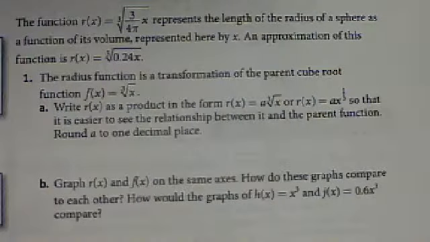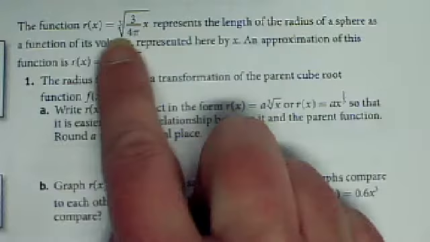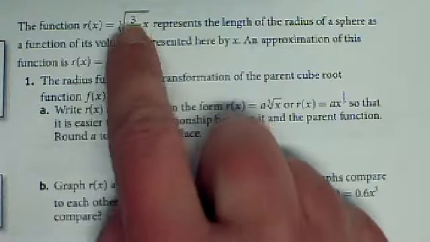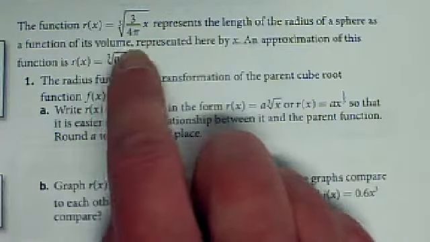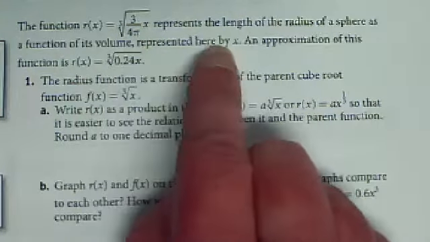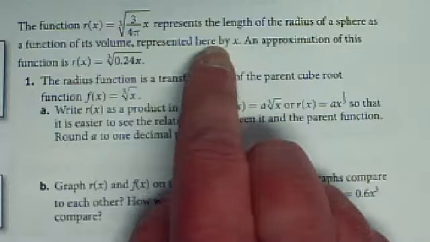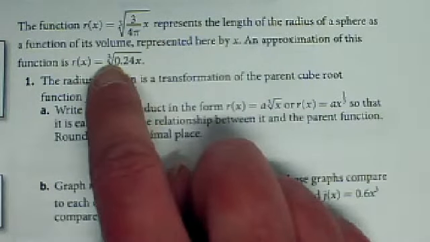In this lesson, we're going to be looking at transformations of cube root functions and solving cube root functions. So we're starting with a function, r of x, which is the cube root of 3 over 4 pi x. And this is representing the length of the radius of a sphere as a function of its volume. And the volume is being represented by x. An approximation of this is the cube root of 0.24x.